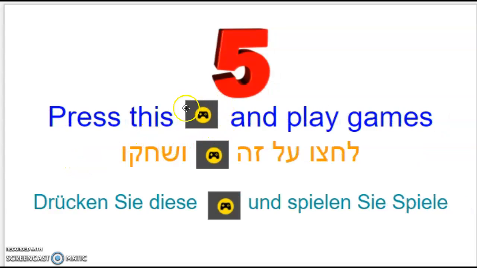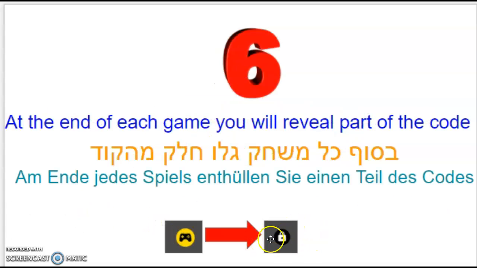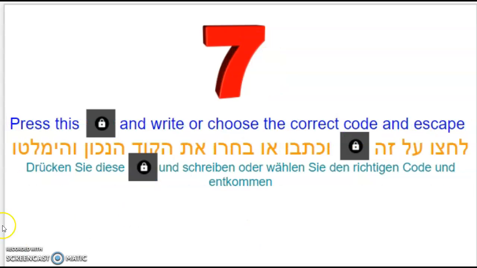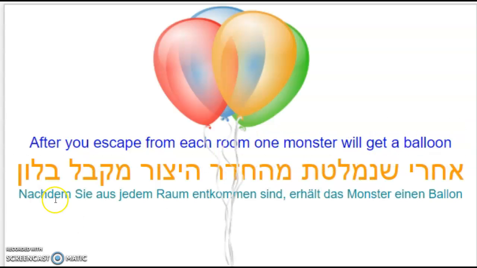Finally, you will play the games when you press this gaming button, and you will reveal the code which will lead you to freedom. At the end of each game you play, you will reveal part of the code. Press the lock and write or choose the correct code and escape. And then, after you escape from each room, one monster in the main room will get a balloon for all your efforts.